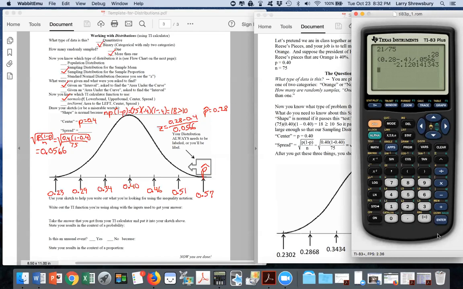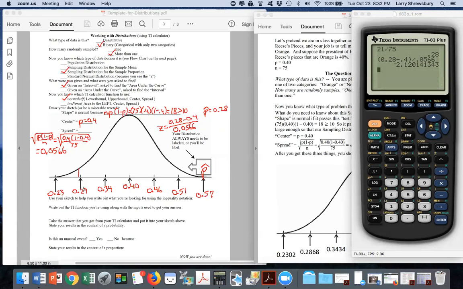It's 2.12 standard errors below. That's just what we were thinking. We knew it was in between there, but now we have a much better idea just where it is. So that'd be 2 and just 1/10, so that's just a little bit more. Something like that. Now, if you want to know how unusual it is, which side do I have to shade in? This is an important concept.